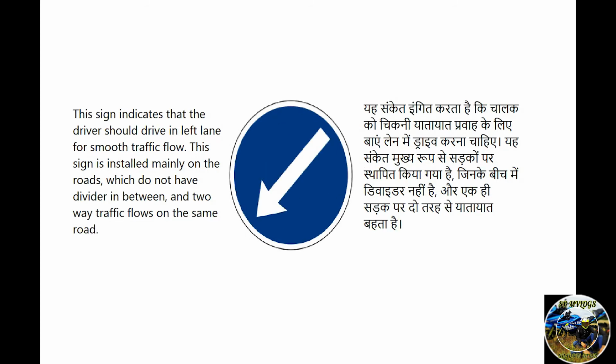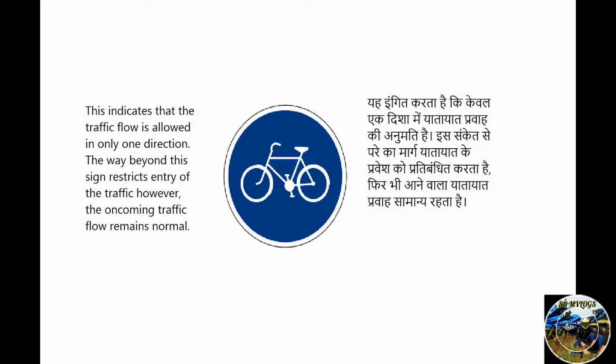This sign indicates that the driver should drive in left lane for smooth traffic flow. This sign is installed mainly on the roads which do not have divider in between, and two-way traffic flows on the same road. This indicates that the traffic flow is allowed in only one direction. The way beyond this sign restricts entry of the traffic. However, the oncoming traffic flow remains normal.